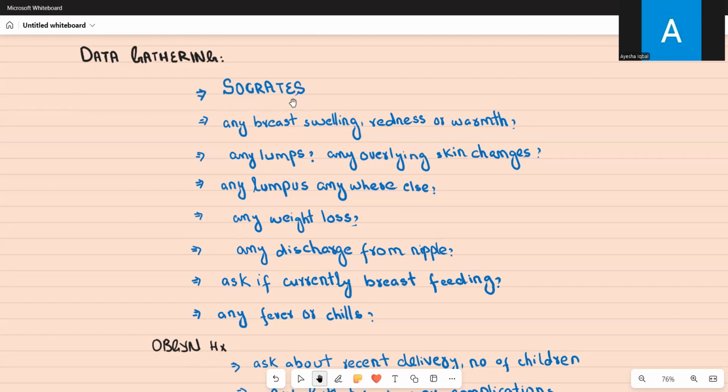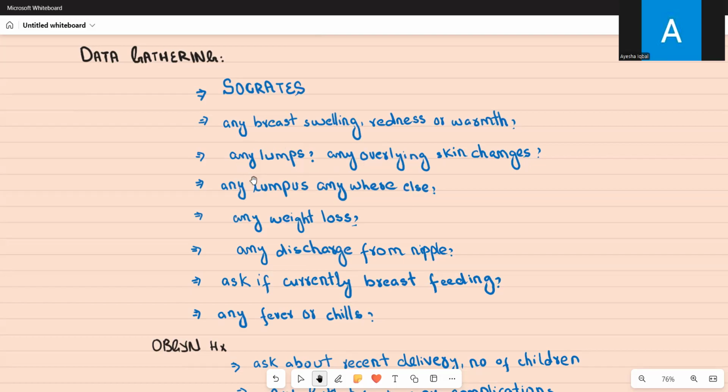Okay, then we will go to other complaints. So first of all, you will ask the patient an open-ended question, any other symptom apart from the pain, and then you will ask close-ended questions, like any breast swelling, any redness or warmth, any lumps at all, any overlying skin changes. These questions are important because you are trying to exclude other breast diseases.